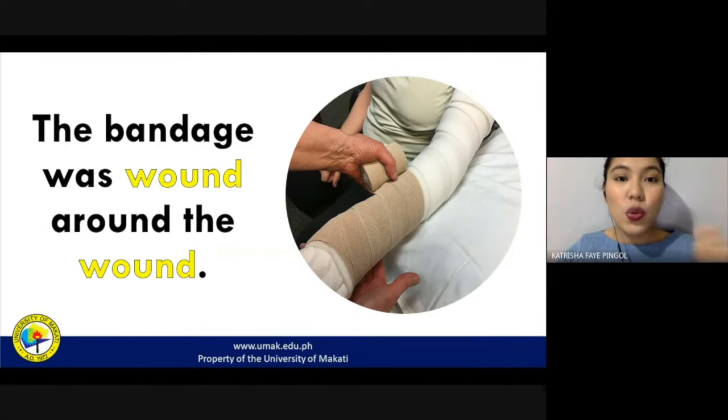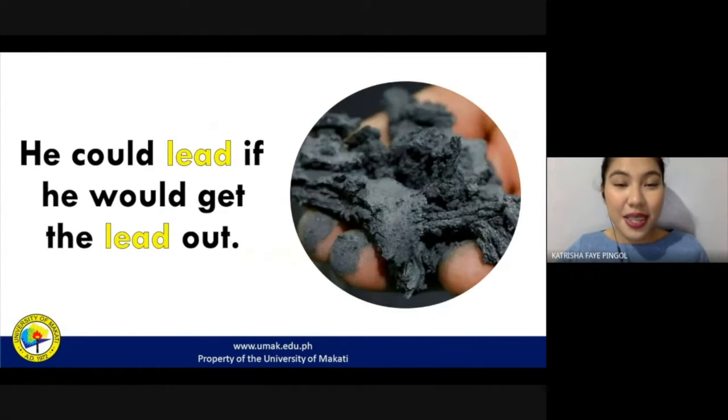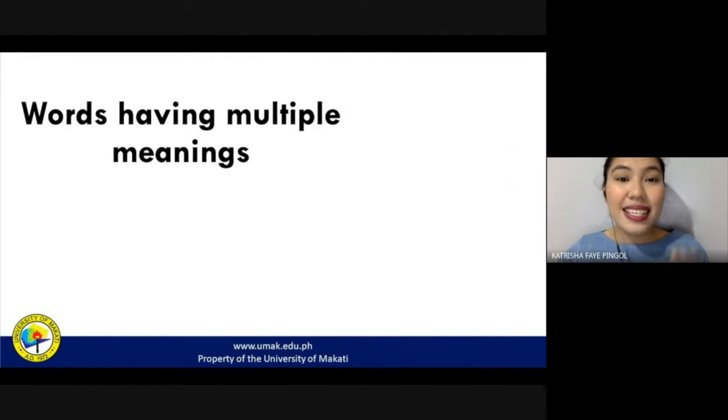The bandage was wound around the wound, okay? Wound is the past tense of wind, or trying to put it around, whereas wound refers to what we get when we get into an accident. Another example is he could lead if he would get the lead out. Aside from the first two, there are also words that have multiple meanings.